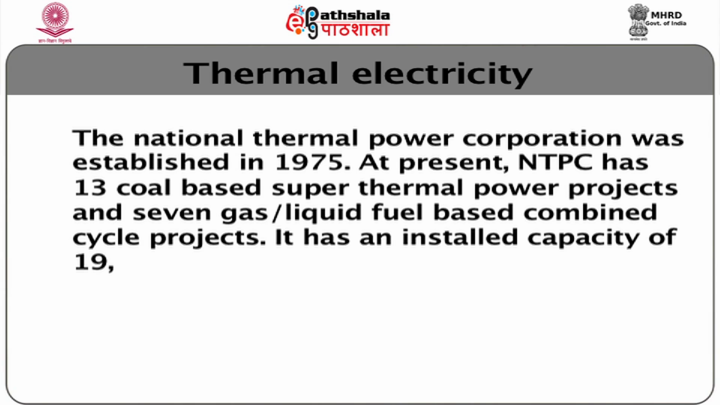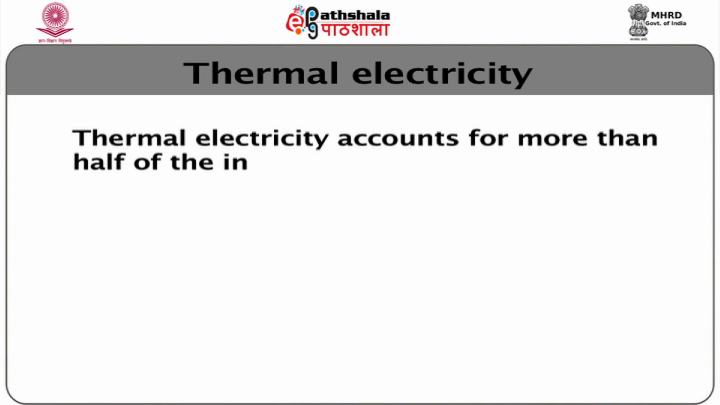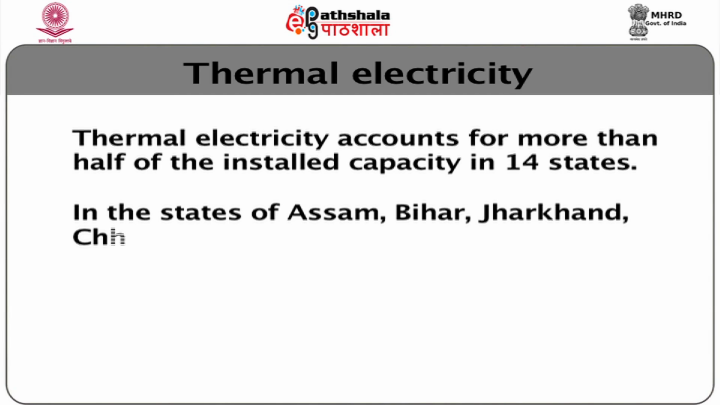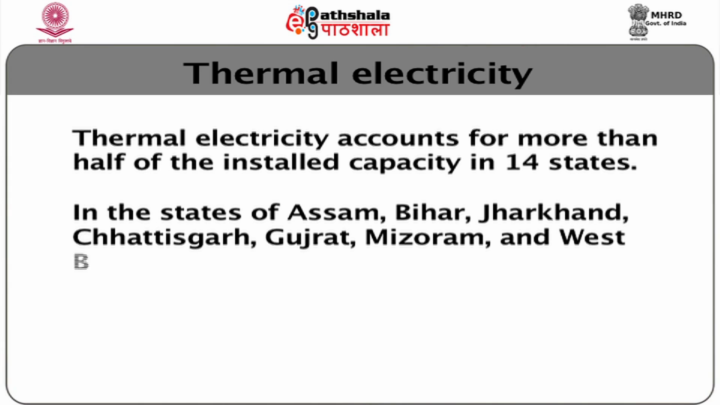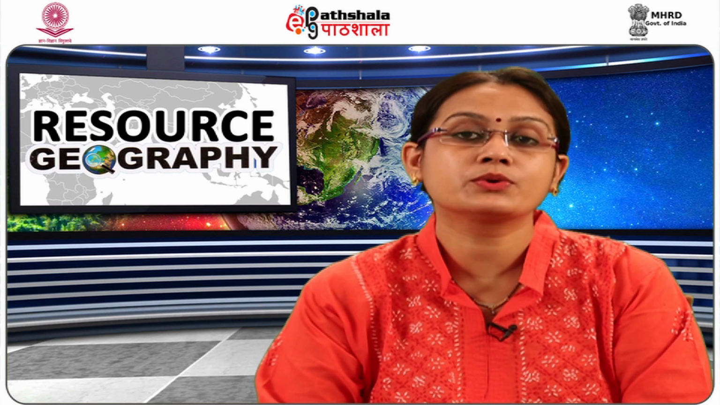It has an installed capacity of 19,435 megawatt. Thermal electricity accounts for more than half of the installed capacity in 14 states. In the states of Assam, Bihar, Jharkhand, Chhattisgarh, Gujarat, Mizoram and West Bengal, it accounts for more than 90% of the installed capacity. The next is nuclear electricity.